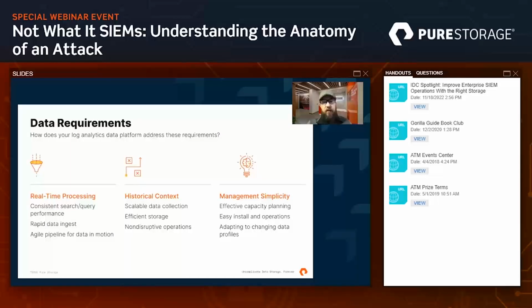Rapid data ingest. Data has to come in as quickly as it's being generated. If there's a lag, you're going to miss something, period. Agile pipeline for data in motion.